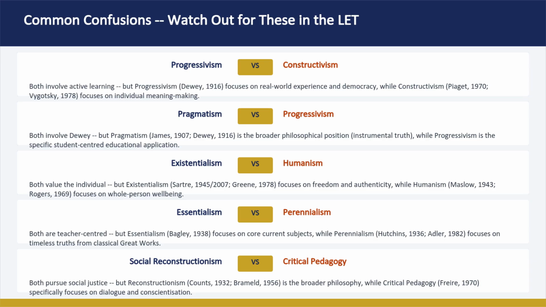of that idea. Then existentialism and humanism both care about the individual, but existentialism focuses on freedom and finding your own meaning, while humanism focuses on caring for the whole person. Essentialism and perennialism are both teacher-led, but essentialism teaches today's basic subjects, while perennialism teaches the timeless classics. And finally, social reconstructionism and critical pedagogy both push for social justice, but reconstructionism is the broader vision, while critical pedagogy zooms in on dialogue and helping students see the world more clearly. Spotting these small differences is exactly what separates a good answer from the best answer.